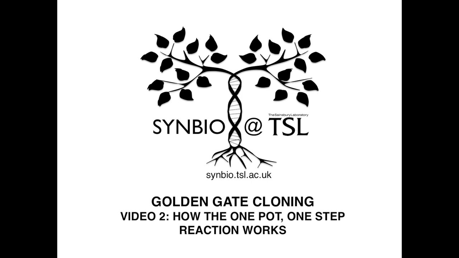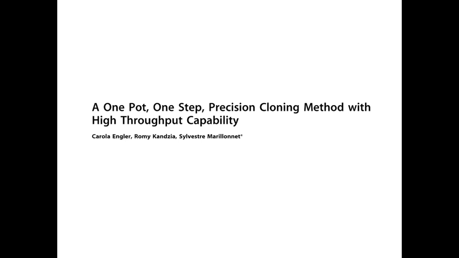This is the second video in a series about the Golden Gate cloning DNA assembly method. In the previous video, we talked about how type 2S restriction enzymes cut outside of their recognition sequence. In this video, we'll learn how the Golden Gate cloning method, published by Engler et al. in 2008, exploits the characteristics of type 2S restriction enzymes to allow one-pot, one-step assembly of multiple parts.